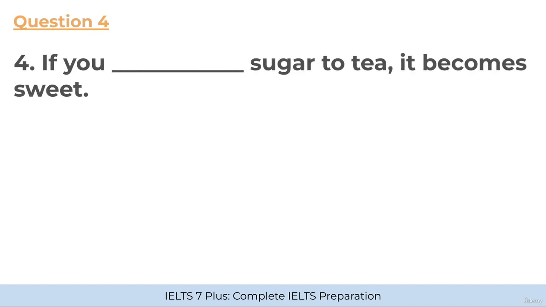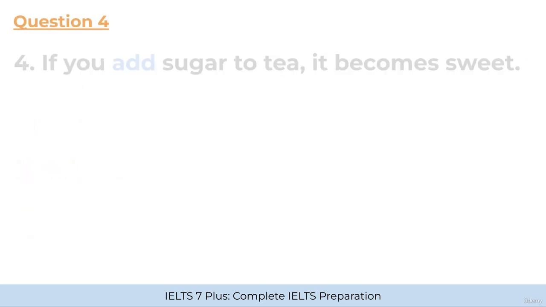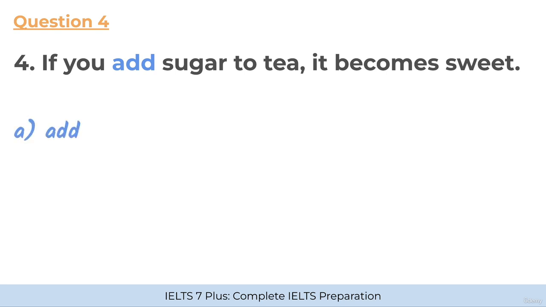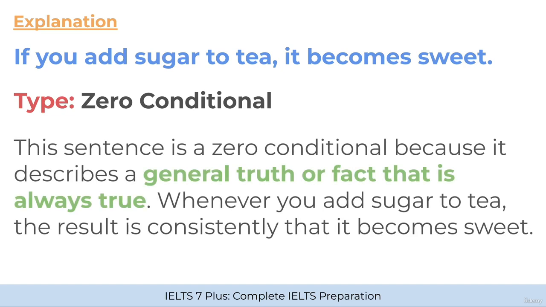Okay, another question for us. If you sugar to tea, it becomes sweet. Add, take away, move, match. All right, have a think about this one. Is it a truth or is it a likely possibility in the future? Okay, so this one was add. It's another truth, a zero conditional, you might have guessed for that one. Explanation. It's always true. Sugar is very sweet and it consistently would make tea sweet.